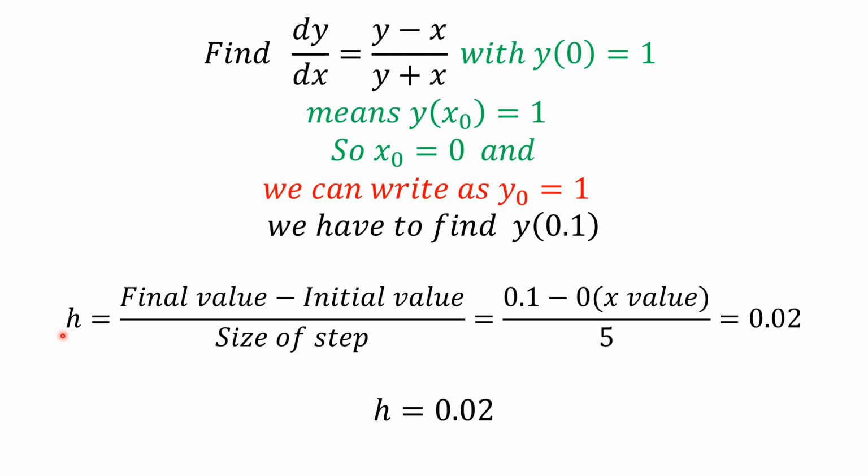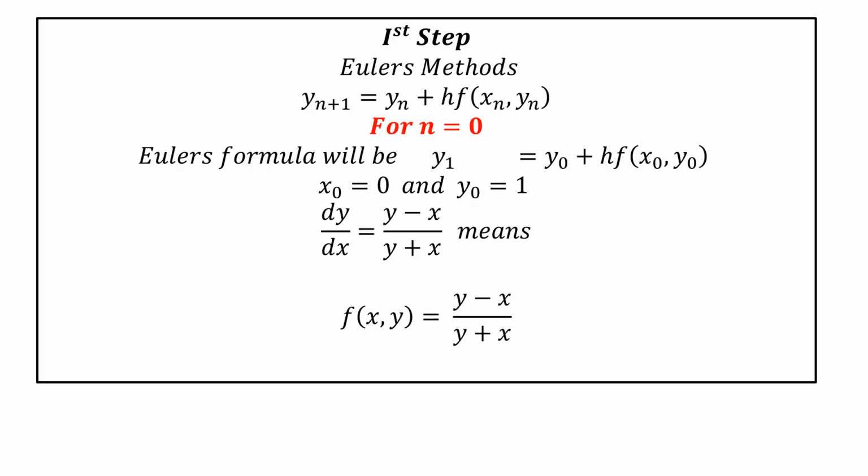So the value h will be the final value 0.1 that we have to calculate, minus the initial value that is given. You can write here the step size. I will try to solve in 5 steps. So accordingly, the value of h will be 0.02. Generally, we take the value of step in such a way so that it is a whole figure. So h is equal to 0.02.